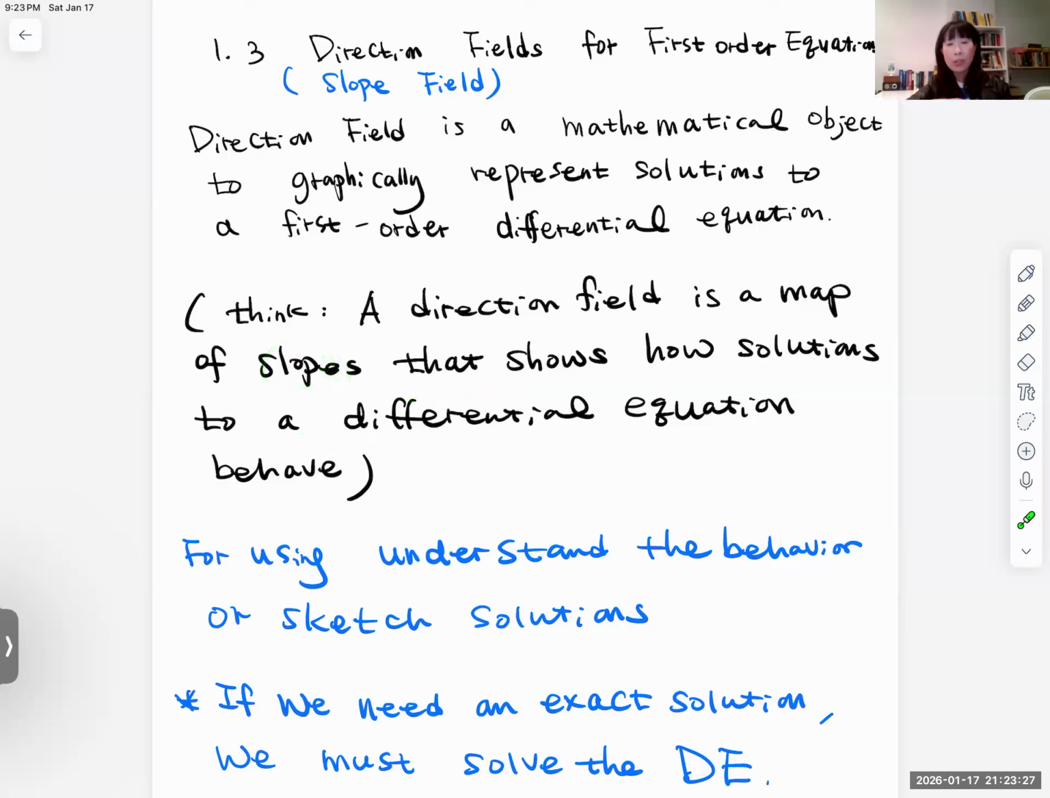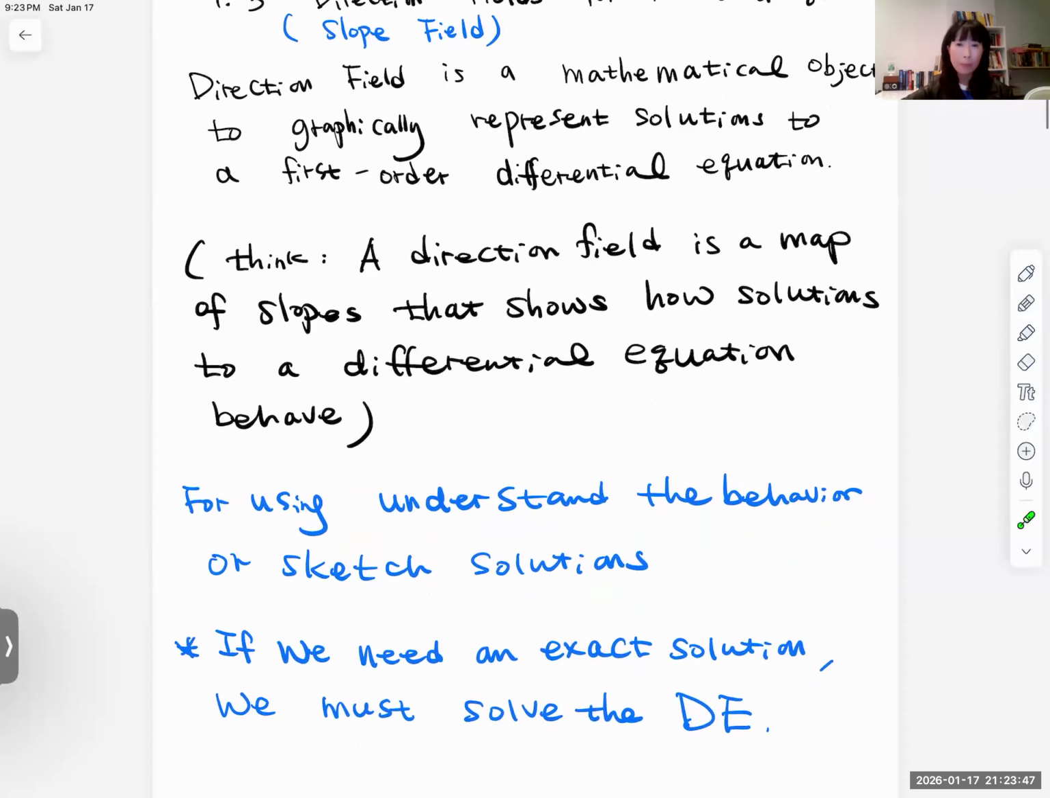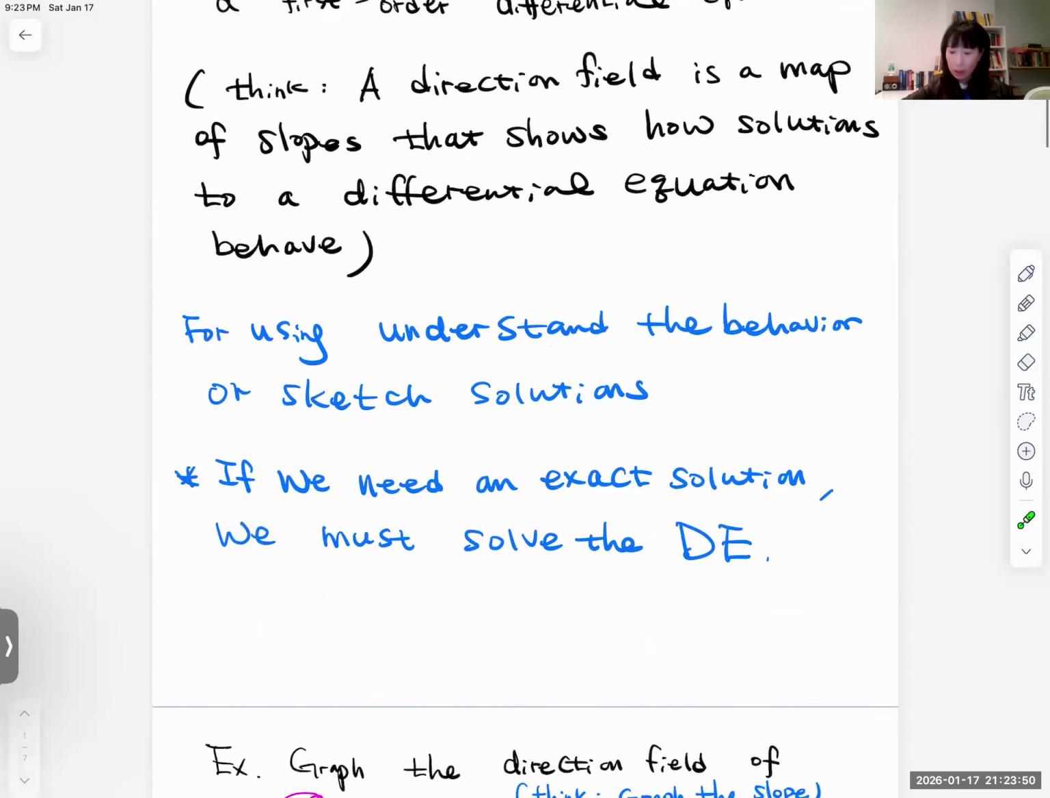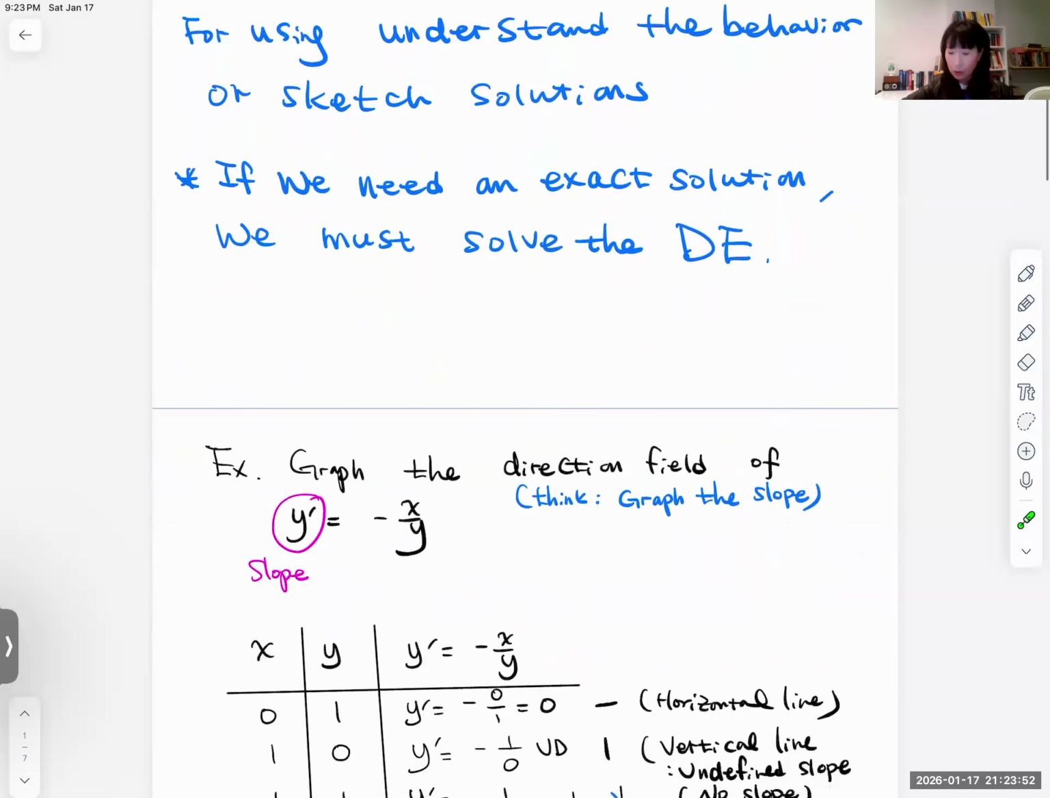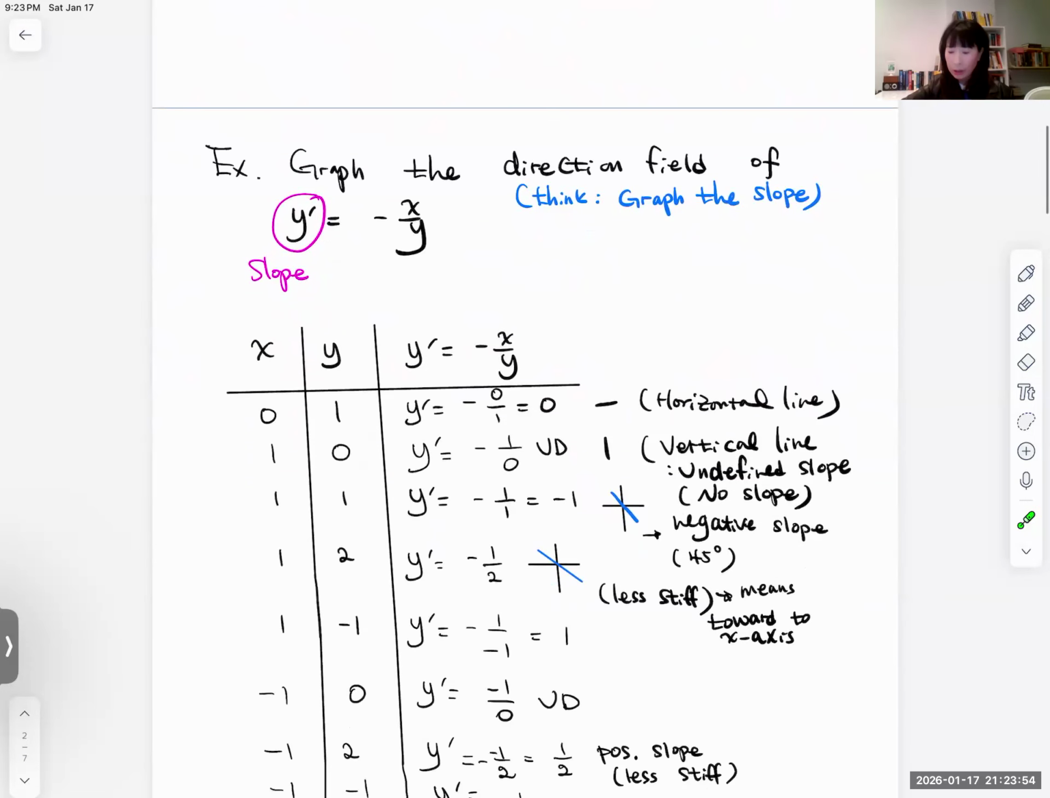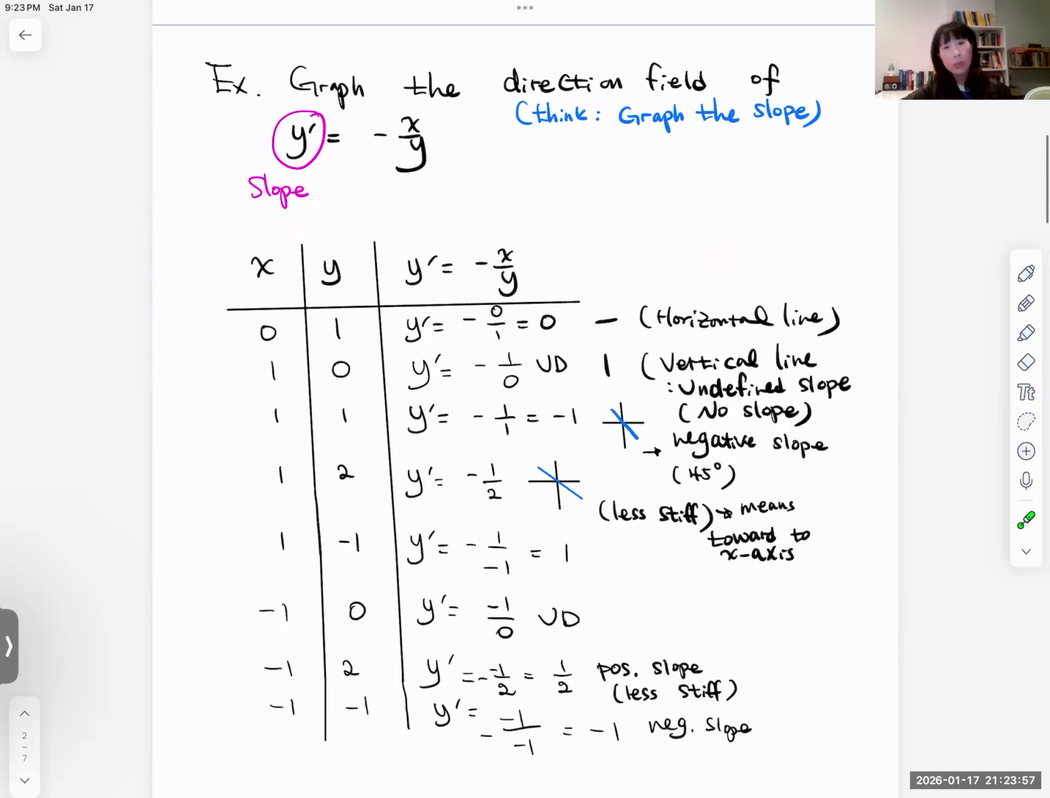So we are using direction fields to understand the behavior about the graph, or we can sketch solutions roughly. If we need the exact solution, we have to solve the differential equation. All right? Okay, so let us do this example. I don't want to rewrite, so I am using it from the previous lecture note here.